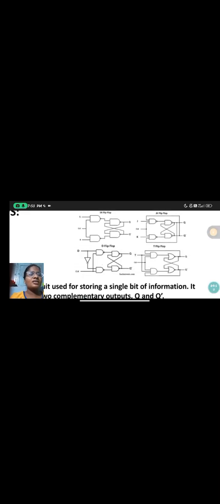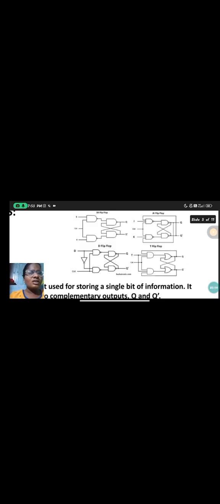Next one is JK flip-flop. A JK flip-flop is a simple 1-bit memory device in digital electronics that can be in one of two states, 0 or 1, and changes its state based on clock signals and its two inputs, J and K. See this diagram. The SR flip-flop and JK flip-flop have a small difference. We connect Q bar to the S input and Q to the R input. In this way there is a small change between the SR flip-flop and JK flip-flop.